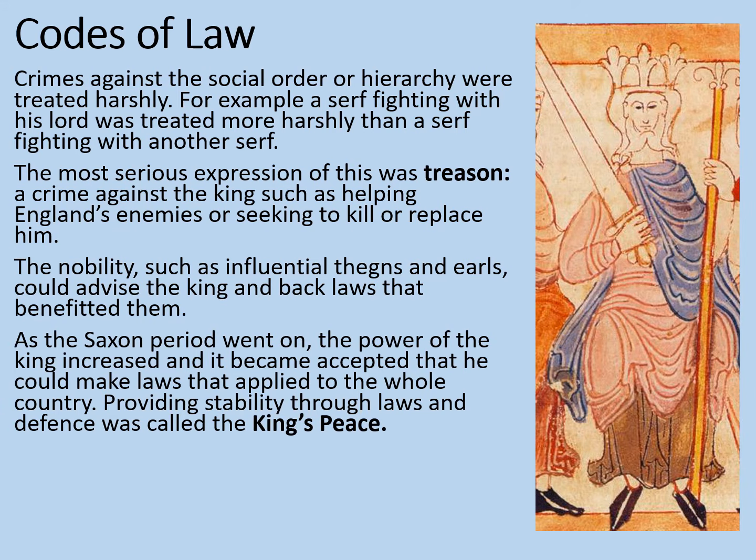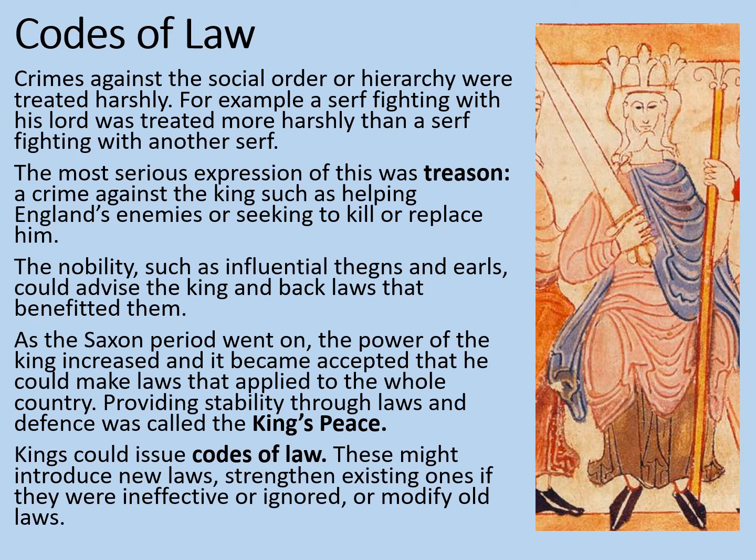As the Saxon period went on, the power of the king increased, and it became accepted that he could make laws that applied to the whole country. Providing stability through laws, taxation and defence was called the king's peace, and it basically allowed people to get on with their lives feeling like they were being protected. Kings could also issue codes of law. These might introduce new laws, strengthen existing ones if they were being ineffective or being ignored, or they might modify old laws. And we're going to have a look at an example of codes of law now.